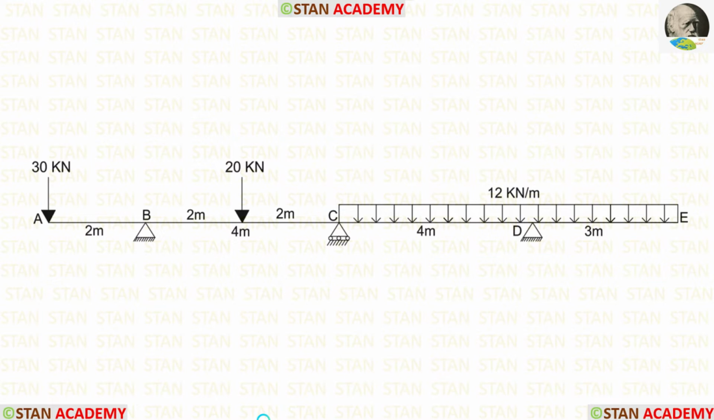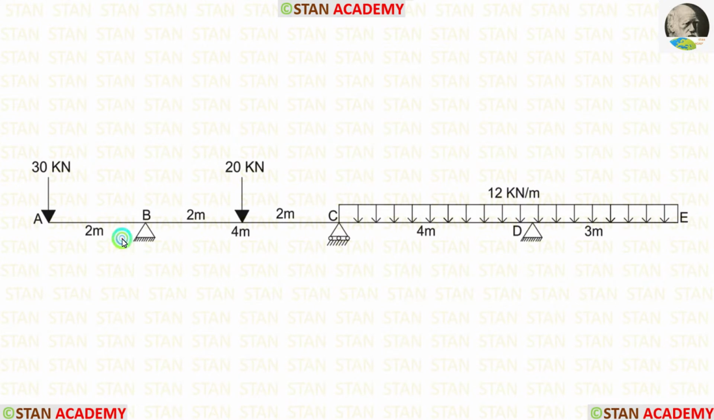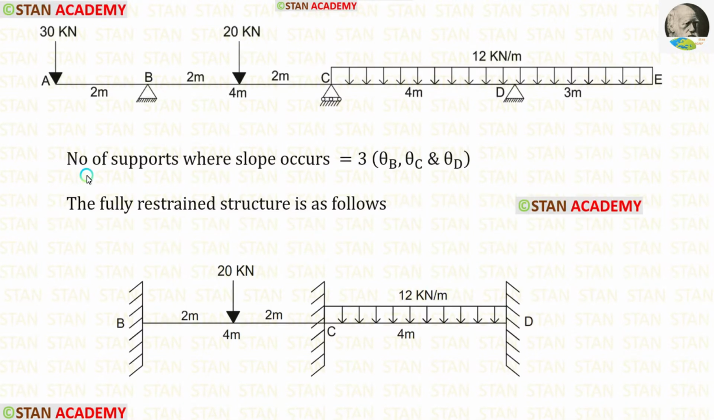In the stiffness matrix method, we have to check the number of supports in which slope can occur. Let us see the conditions. In the fixed support, there will be no slope. In the hinged support, there will be slope. In the roller support also, there will be slope. In this beam, in the points B and D, there are hinged supports. In the point C, there is a roller support.